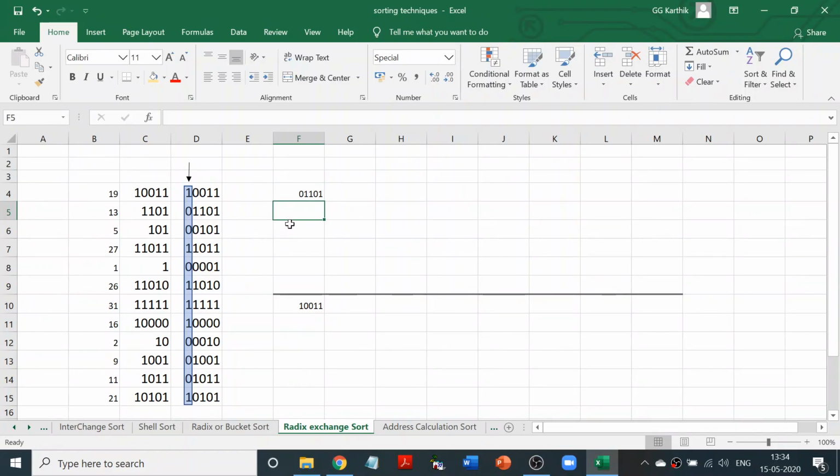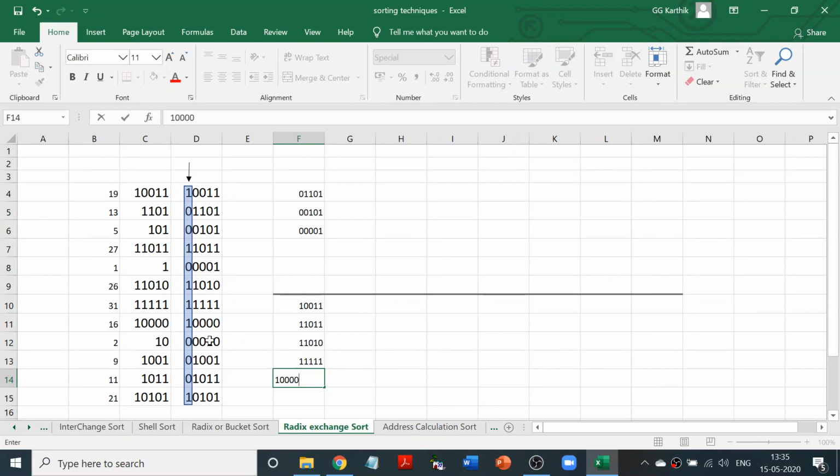Take the third number. It starts with 0, so it comes here above the line. I'm going to put 0 0 1 0 1. The next number starts with 1, so I'm going to put it here, 1 1 0 1 1. This number starts with 0, it goes here, 0 0 0 0 1. This number again starts with 1, so it goes here, 1 1 0 1 0. Then we have 1 1 1 1 1. This is also starting with 1, so 1 0 0 0 0.